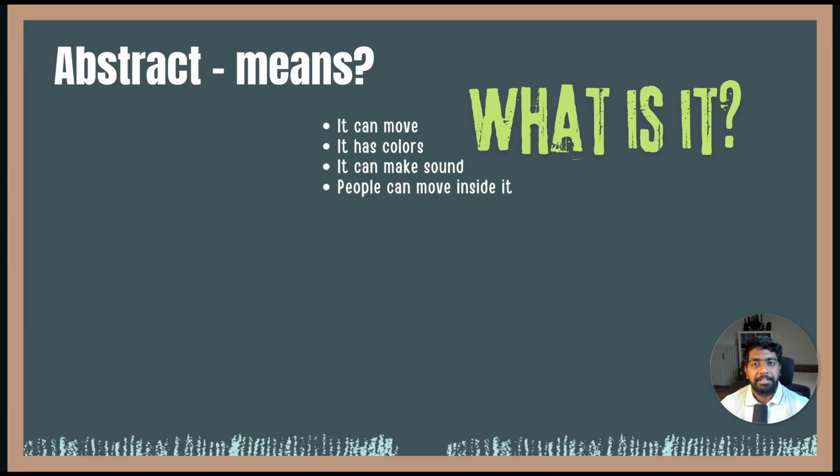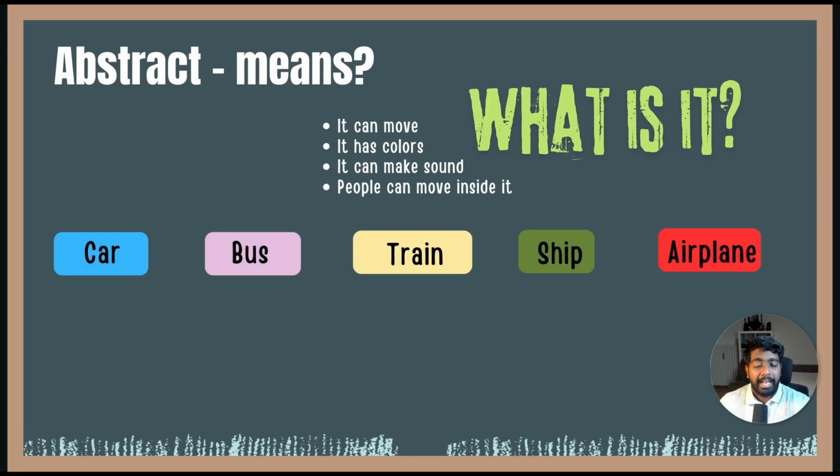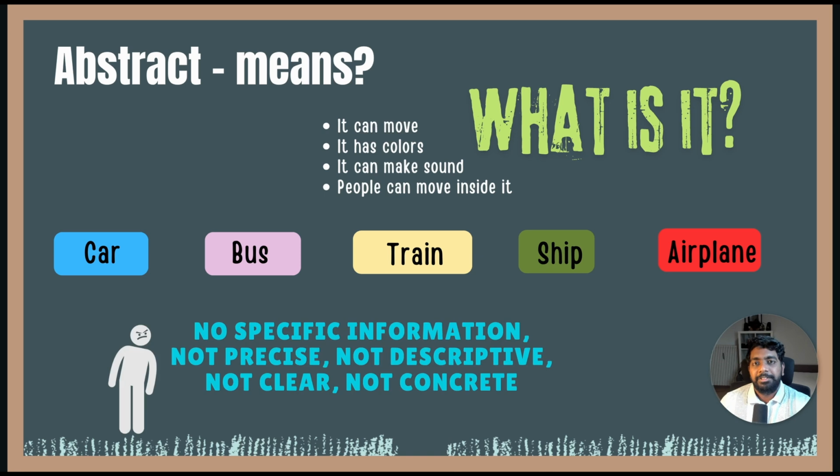Let's first understand the English word abstract. Let's imagine you have a friend who comes to you and asks, it can move, it has colors, it can make sound, and people can move inside it. What is it? You are a bit confused because the explanation he gave was abstract. That means it can be any of these things you can think about. There are multiple objects that satisfy his requirement. We can also say your friend gave you abstract information, which means no specific information: not precise, not descriptive, not clear, or not concrete. I hope now you understand what the English word abstract means.